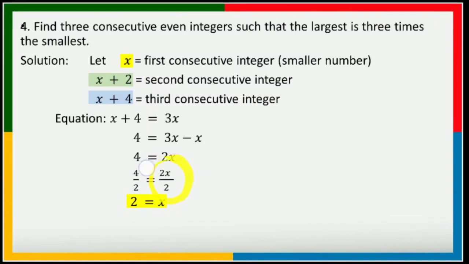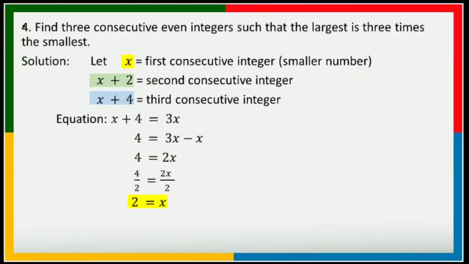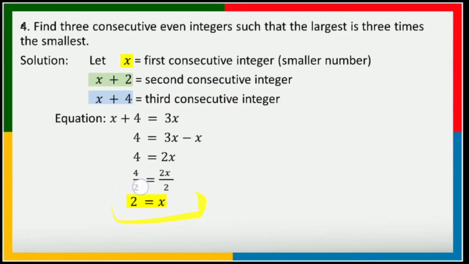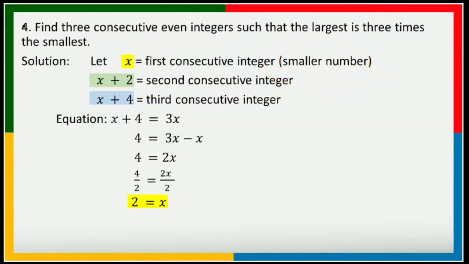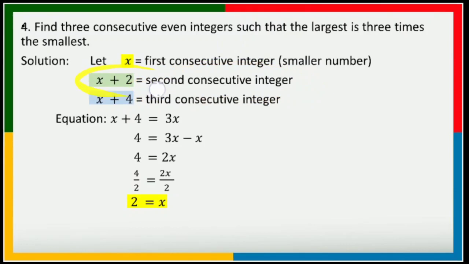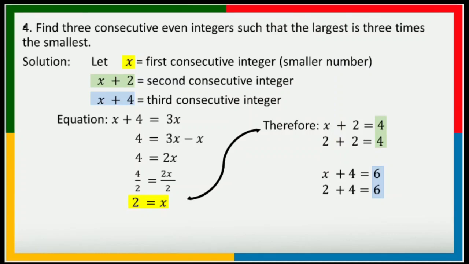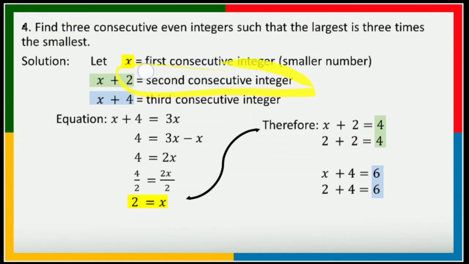Then 2x divided by 2 is equal to x, because when we divide 2 by 2, that is equal to 1. So 1 times x is x. Therefore, x is equal to 2. And that is our first integer or the smaller number. To find the second integer, you have to use x plus 2. As you can see, in x plus 2, you have to replace x by the obtained value of x, which is 2. That's why x plus 2 becomes 2 plus 2, which is equal to 4. Therefore, the second integer is equal to 4.